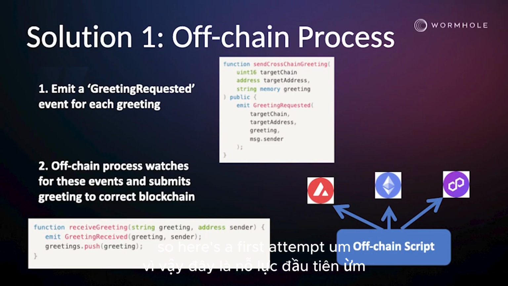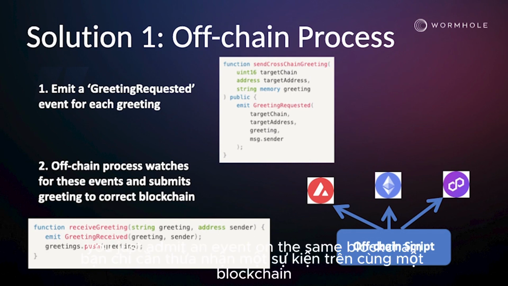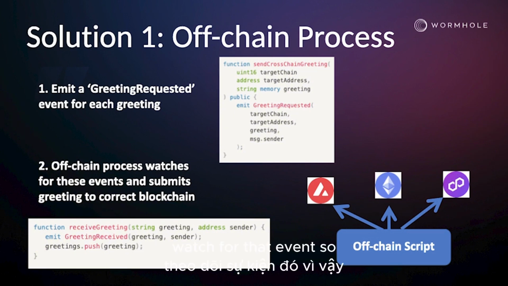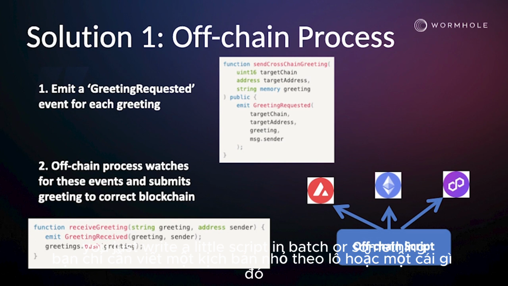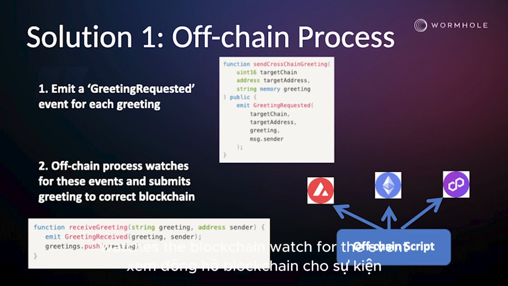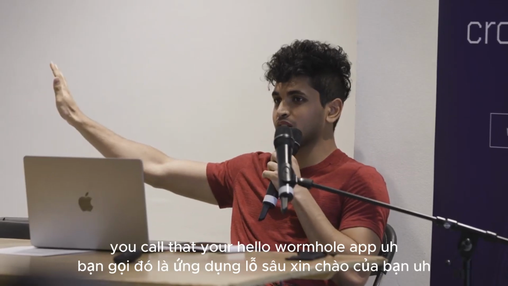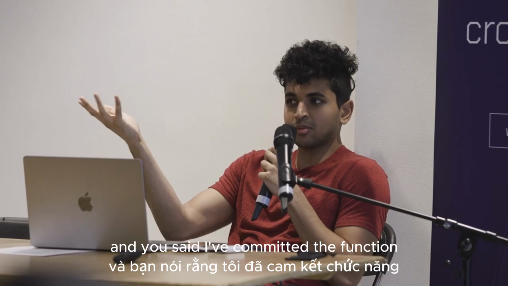So here's a first attempt. One way you could do this is you just emit an event on the same blockchain, and then you have an off-chain process watch for that event. So you just write a little script in Bash or something, watches the blockchain, watches for the event, and then goes and does the action on the other blockchain. So it goes, submits something to the other blockchain, and causes an event to be emitted. You call that your Hello Wormhole app, and you said, I implemented the function.